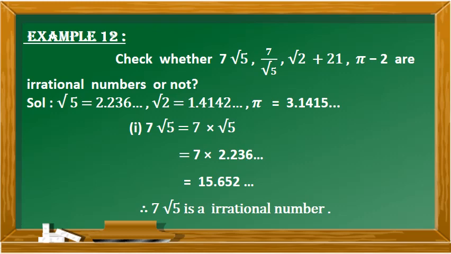2.236... That is, root 5 is an irrational number, that is non-terminating, non-recurring. So when you multiply 7 into a non-terminating, non-recurring number, again you will get a non-terminating, non-recurring product. Now you have got the solution, that is the product, as 15.652... So therefore 7 root 5 is an irrational number.